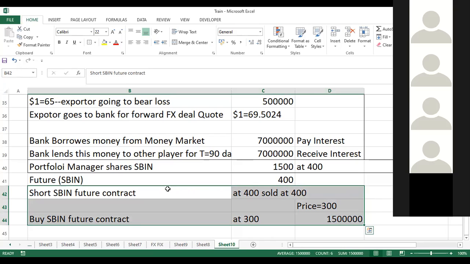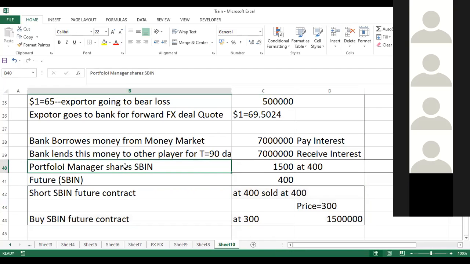Is it clear or not clear? Clear, sir. Clear, right? So these are two different positions you can say. One is the number of shares held in the portfolio. Another is shorting the futures contract, and by shorting you are able to make money here, but you are losing money there. So your net is no loss, no profit, you can say.